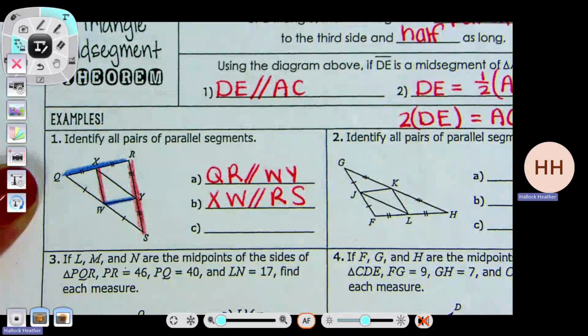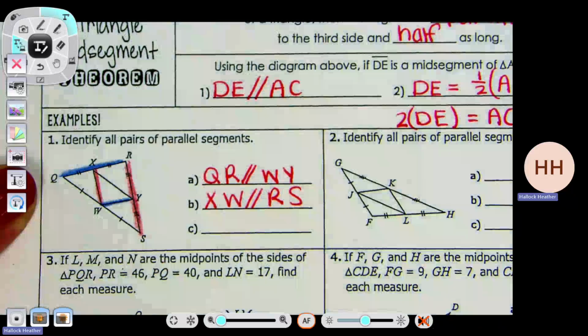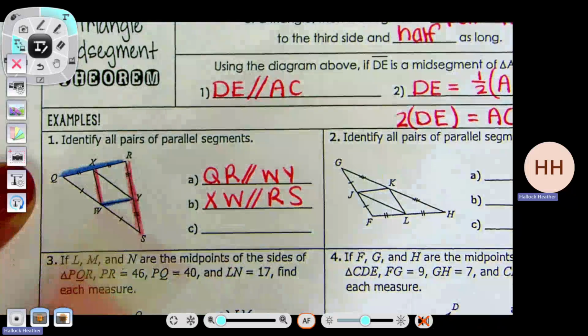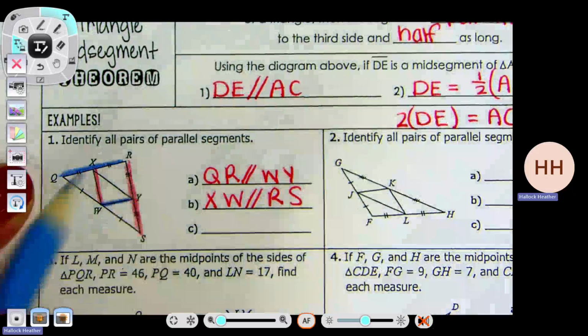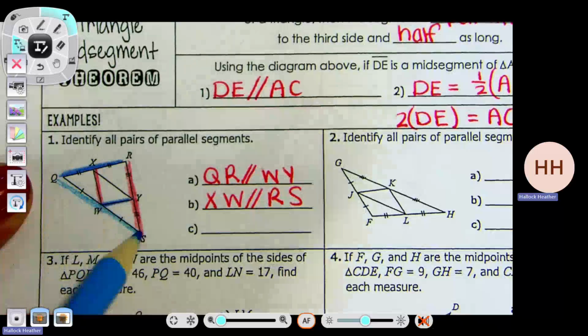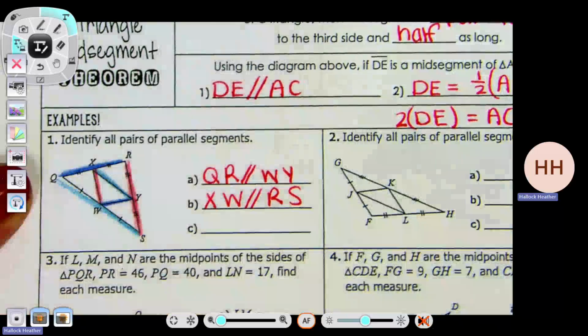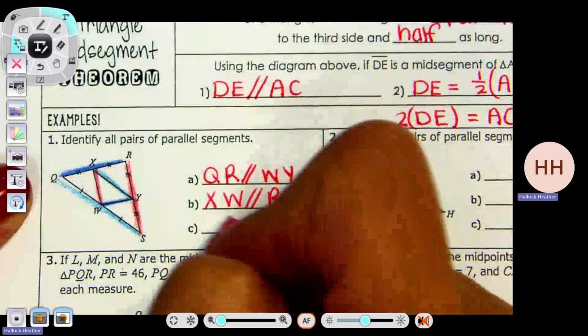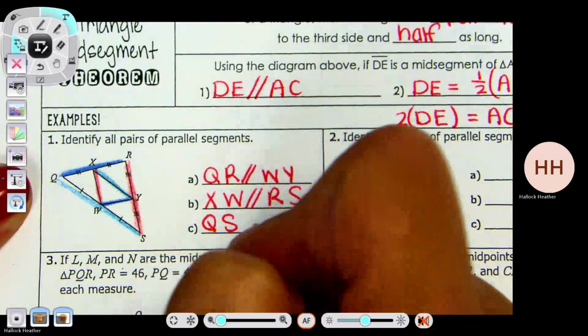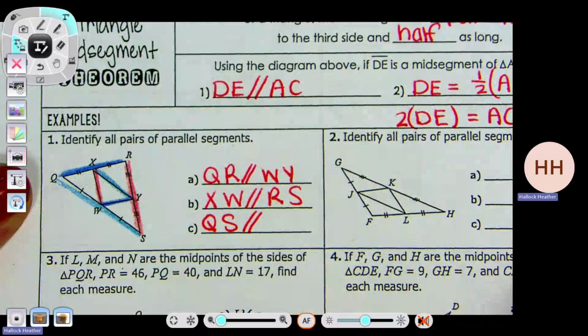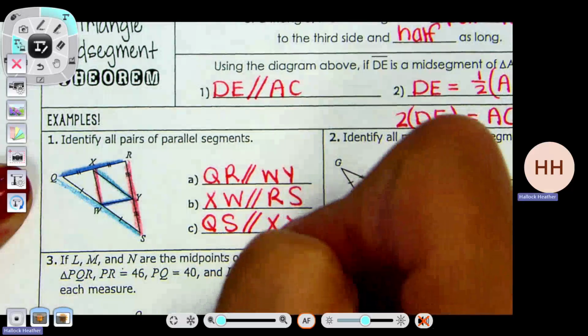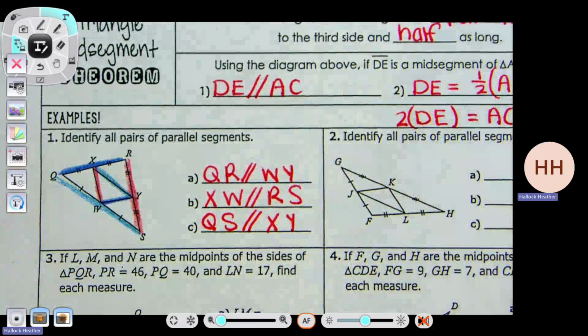The last one, if you want to exchange a colored pencil with your neighbor so that we have a third color. The third color is going to be the outside and the inside. So these are all parallel. If I say QS, what is that parallel to? XY.